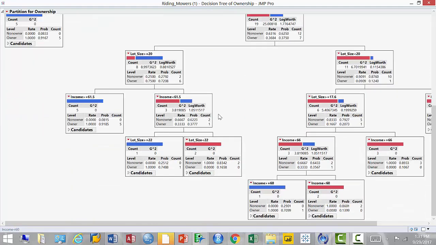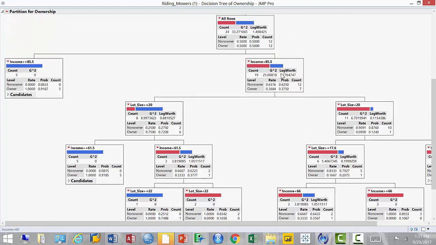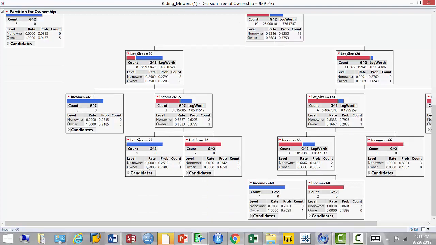Okay, so now let's take a look. This is a pure set, agree? 5 people, all of them are owners, fine. That is a pure set. By the way, these 5 people have lower than 85.5 income, but why do you think they own? Big yard, right? Even though income is maybe not so huge, big yard needs cutting grass. So therefore they bought it. Okay, so this one is also pure, this one is pure.